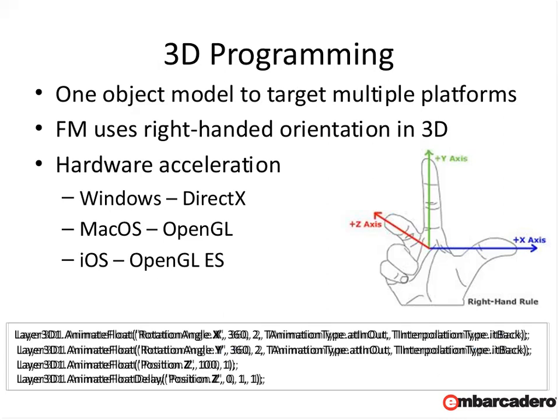So FireMonkey also uses right-handed orientation in 3D, and for hardware acceleration, on Windows we're using DirectX, on Mac OS we're leveraging OpenGL, and on iOS we're leveraging OpenGL ES.